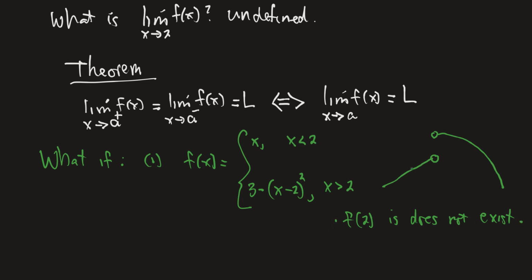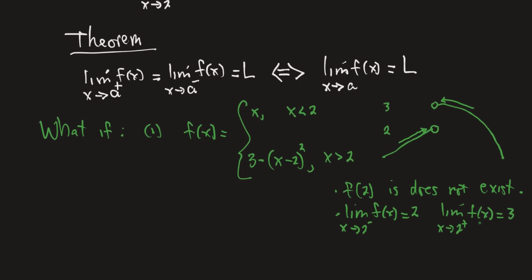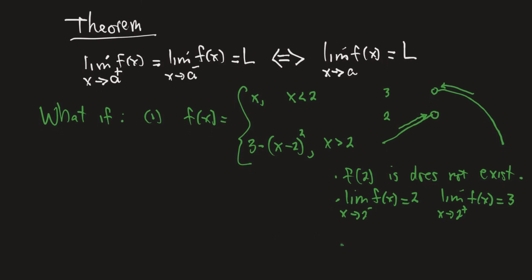But the one-sided limits are the same, right? We're still approaching the value of 2 there. We're still approaching the value of 3 there. So the one-sided limit as x approaches 2 from the left of this function is still 2. The one-sided limit from the right of this function is still 3, and the two-sided limit still is undefined, right? So the limit does not exist.